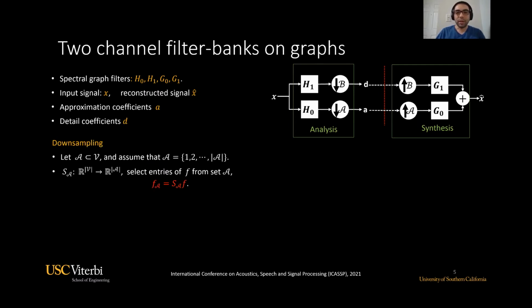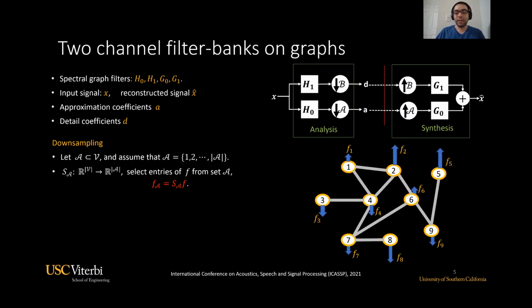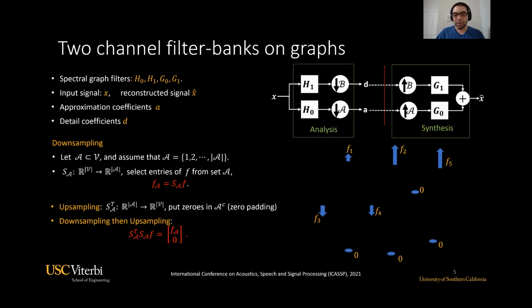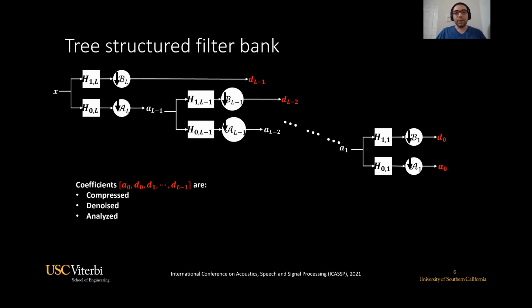The downward arrows are the downsampling operators, which on graphs correspond to selecting a subset of the entries of the signal, for example, as shown in the picture on the right. And upsampling is basically zero padding, as shown in the picture. In practice, you don't use a single two-channel filter bank, you iterate several of them. And then this produces several detail coefficients denoted by DL at different resolutions and approximation coefficient A0. And then usually in applications, you take these coefficients and you do compression, denoising, or other algorithms.